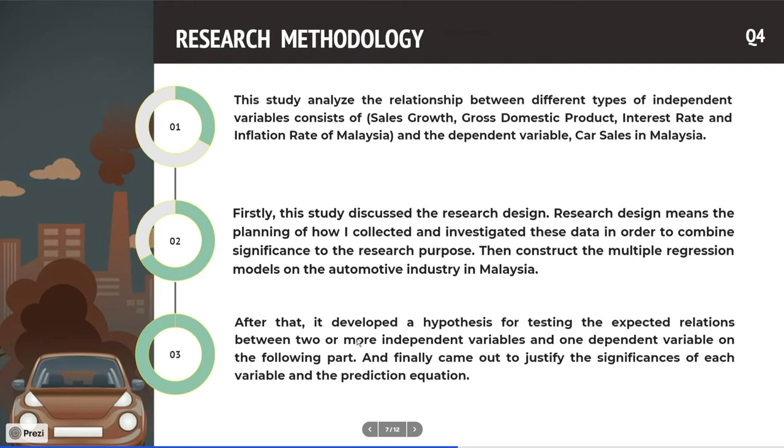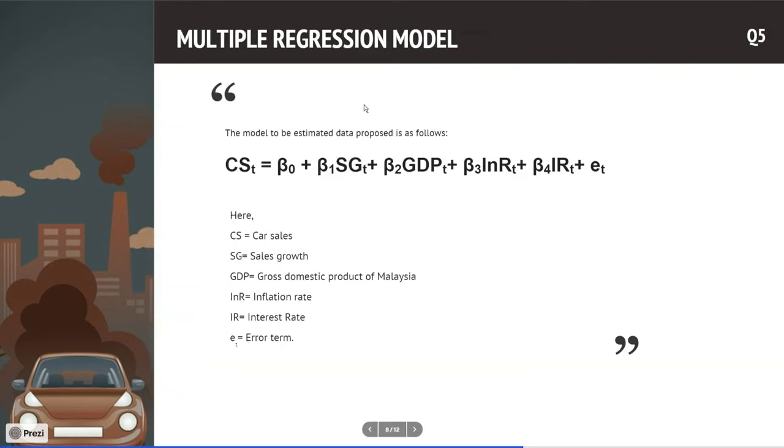After that, it developed a hypothesis for testing the expected relations between two or more independent variables and one dependent variable, and finally came out to justify the significance of each variable and the prediction equation. By studying the Malaysian automotive industry, I have constructed a multiple regression model where car sales is the dependent variable and the other four variables are independent.